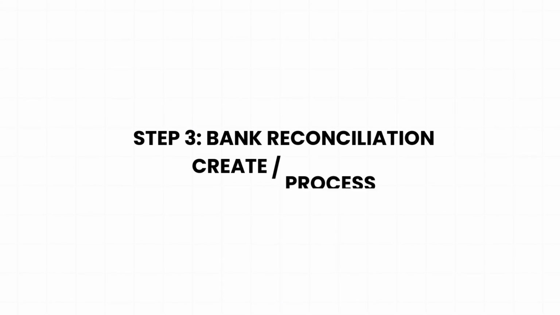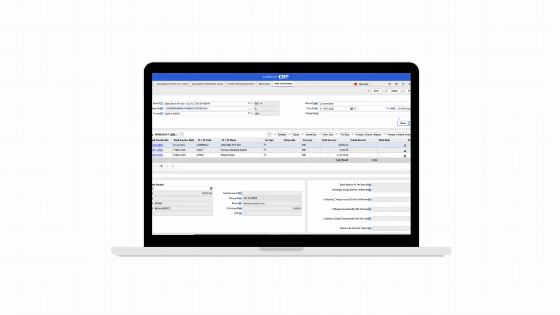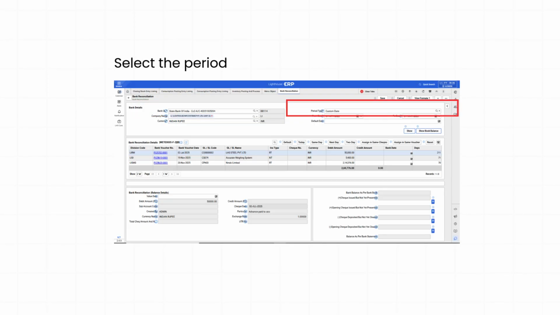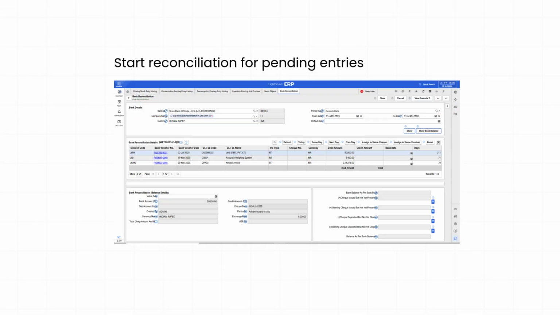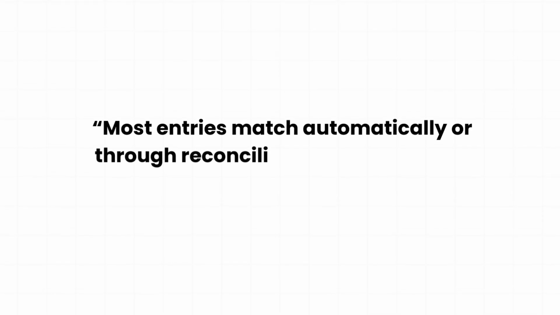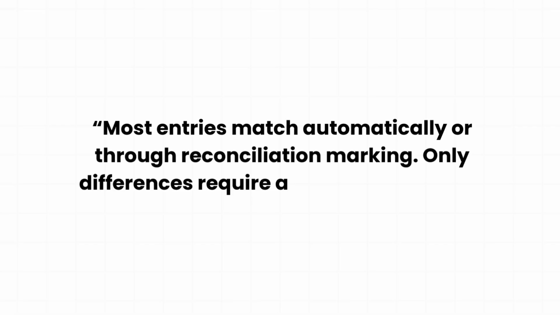Step 3. Bank reconciliation create process. Here we select the bank account, select the period, and start reconciliation for pending entries. This is where reconciliation work actually begins. Most entries match automatically or through reconciliation marking. Only differences require adjustment entries.